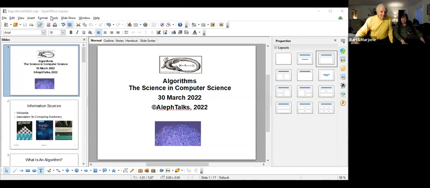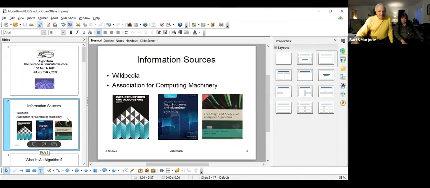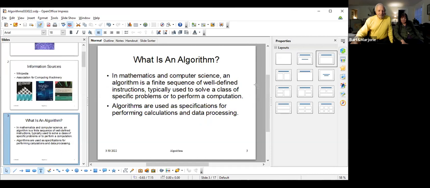The thing to keep in mind, we've got these different sources of information. Some of the stuff is from Wikipedia, but there's a number of nice books out there. Everybody will get this handout. So let's just cut to the chase. What is an algorithm?